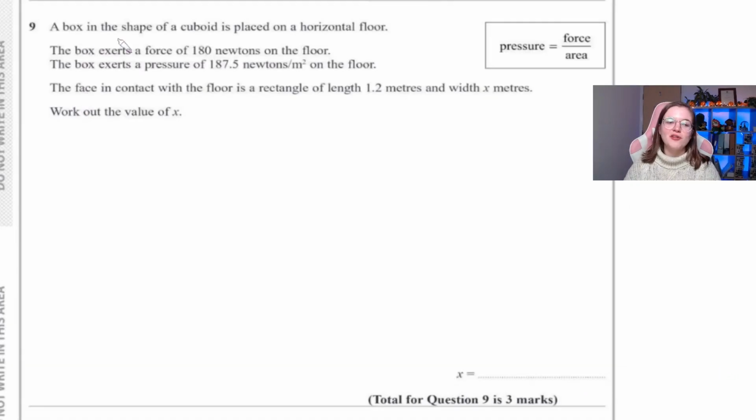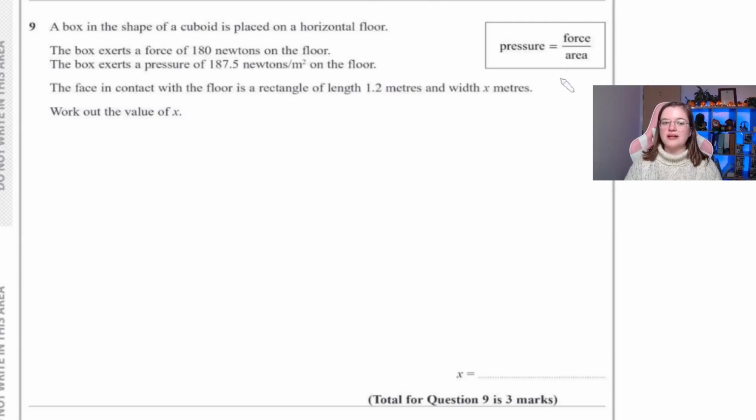Question 9. A box in the shape of a cuboid is placed on a horizontal floor. The box exerts a force of 180 newtons on the floor. The box exerts a pressure of 187.5 newtons per meter squared on the floor. The face in contact with the floor is a rectangle of length 1.2 meters and width x meters. Work out the value of x.